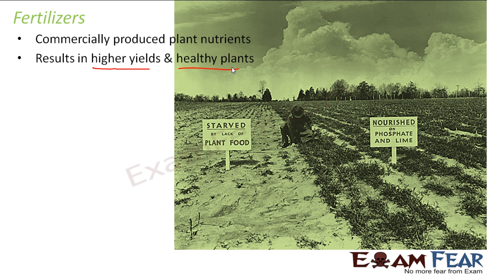On the left hand side, you see it says starved by lack of plant food. So no fertilizer was applied, nothing was done. That means the soil did not have enough nutrients to fulfill the needs of the plant. But on the right hand side, it is nourished on phosphate and lime. So some additional nutrients are applied to this soil, and therefore you can see that this is all green. The right hand side is all green. There is growth, but on the left hand side there is no growth of the plants, right?